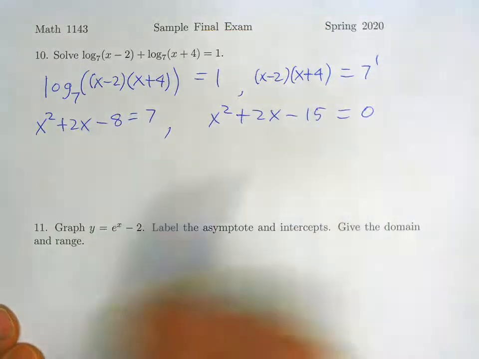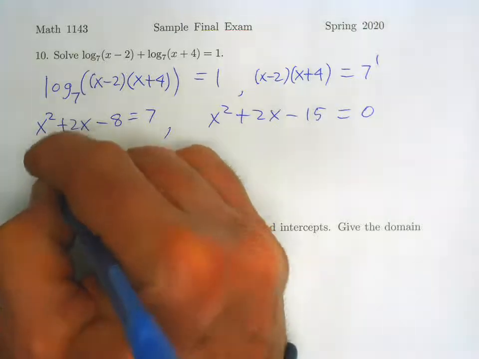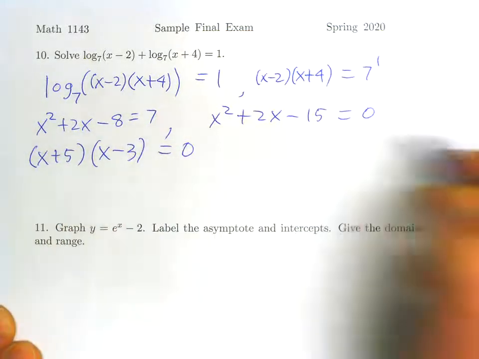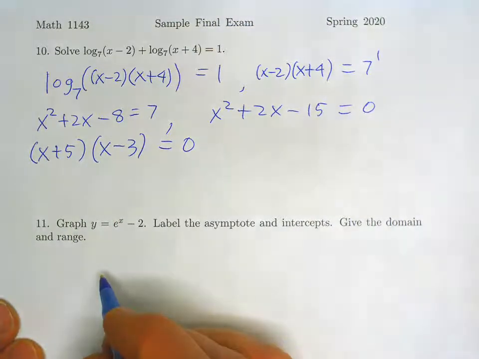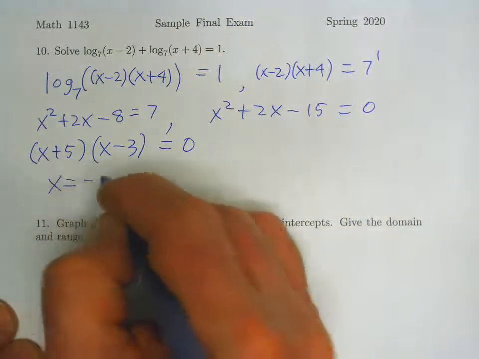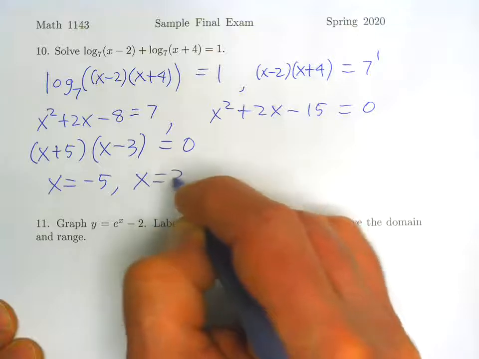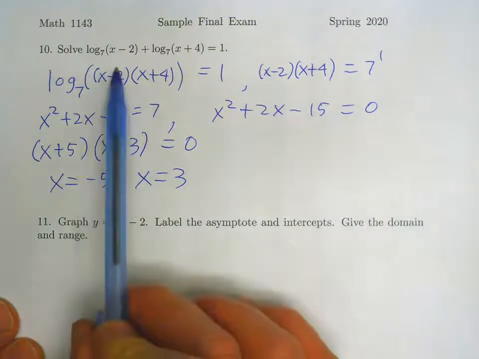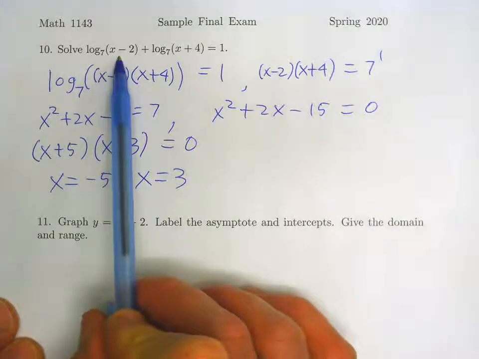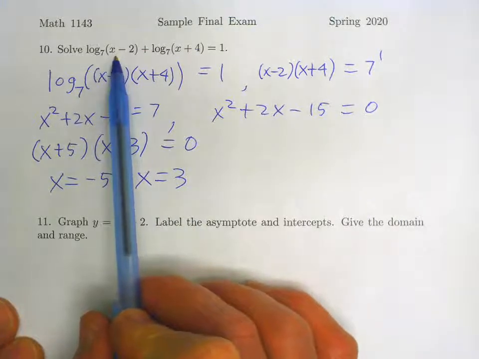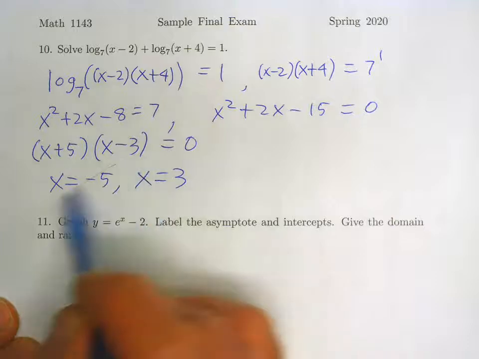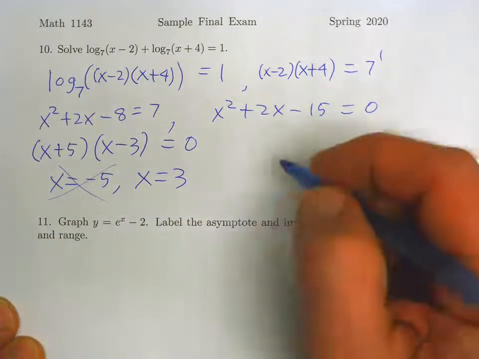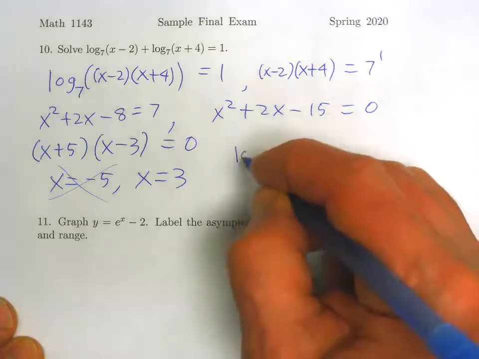And this factors pretty nicely. One factor is x plus 5. The other one is x minus 3. The quadratic equation has two solutions. One is negative 5. The other one is positive 3. We can tell already that negative 5 cannot be a solution because it makes the arguments negative. So negative 5 is not a solution. x equals 3, that looks like, yeah, that's going to work.